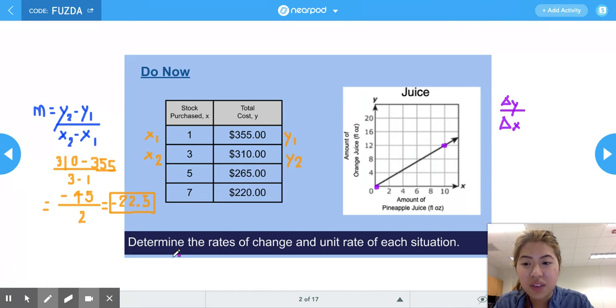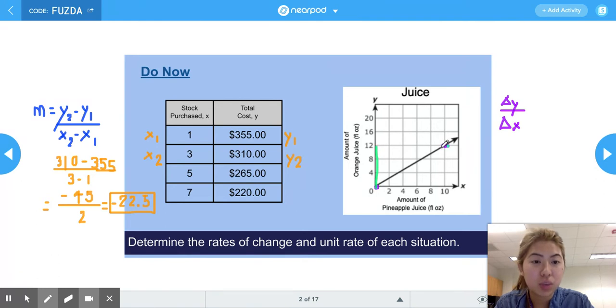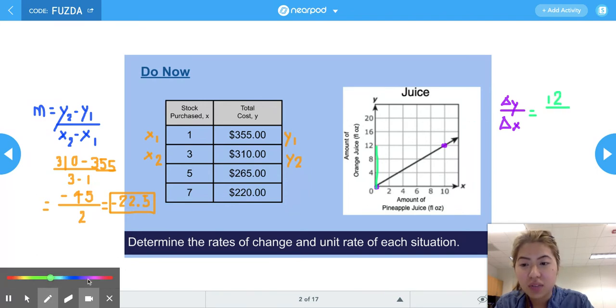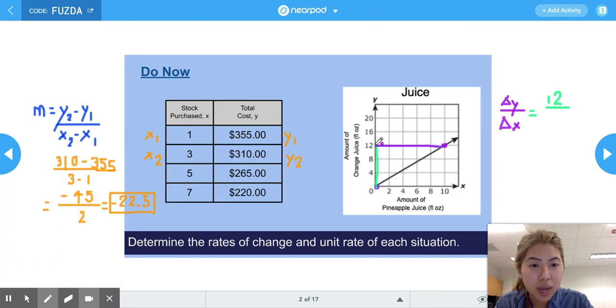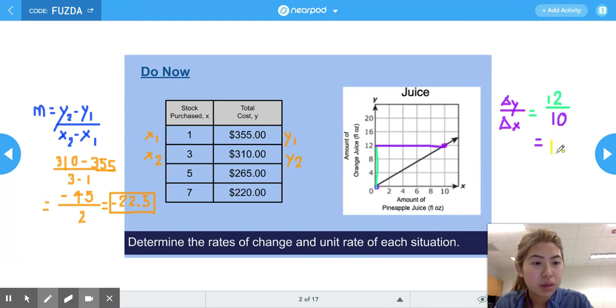So I have to figure out what is the value that I moved up from here to here, and what is the value that I moved to the right. So from 0 to 12, the difference is 12. So my change in y values is 12 over, and then my change in x values is the distance I moved to the right. So from 0 to 10, 10 minus 0 is 10. So my change in x is 10. Now I have to divide 12 divided by 10, and that gives me 1.2. So my rate of change for my graph is going to be 1.2.